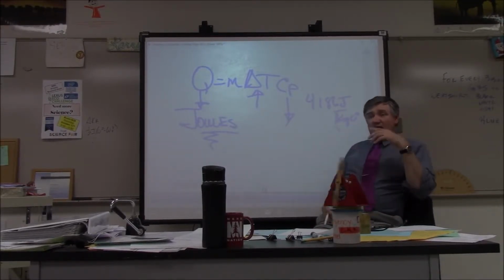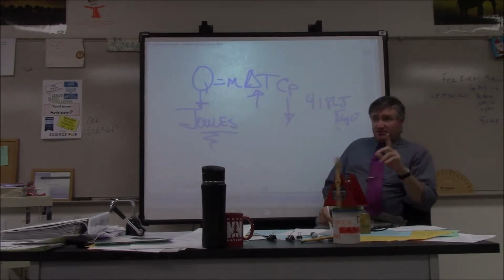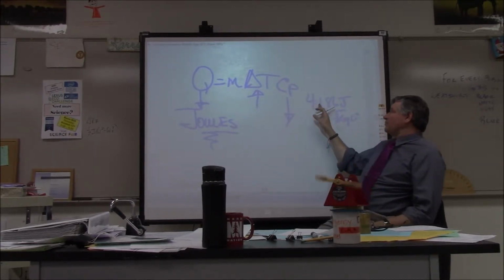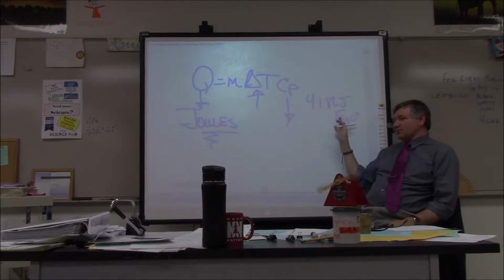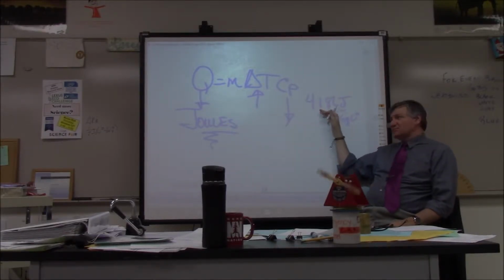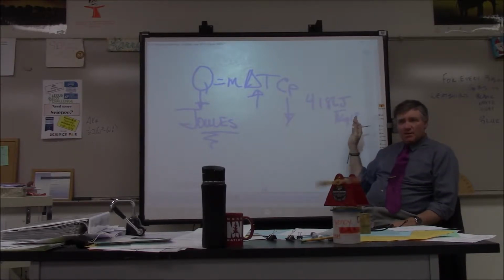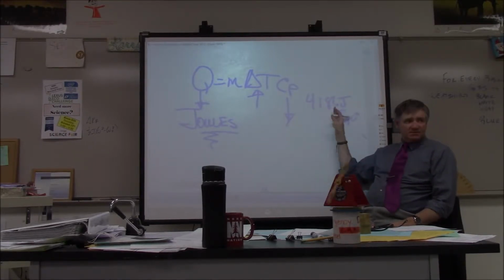Now, if you did this calculation in chemistry, which I'm guessing some of you did, in chemistry it's 4.186 joules per gram degrees Celsius. So it's the exact same number, but in physics, because we're on the MKS system, we make this kilograms, and that's why it's a bigger number.